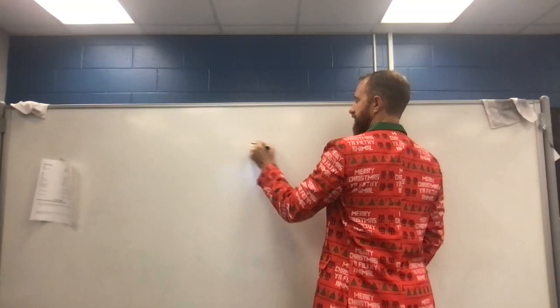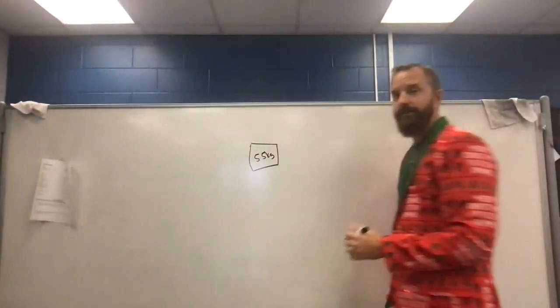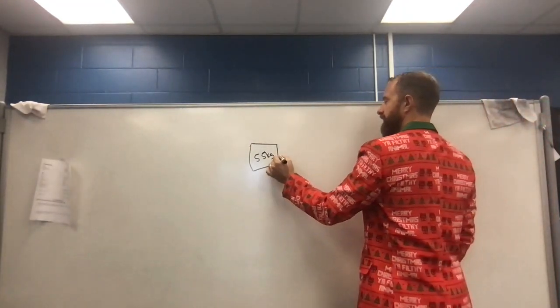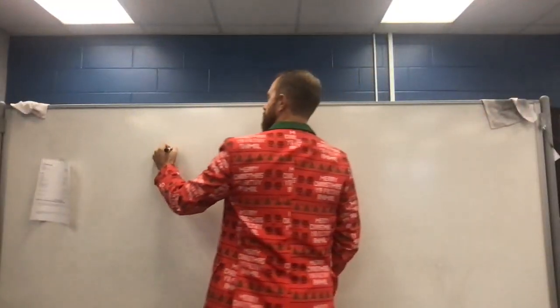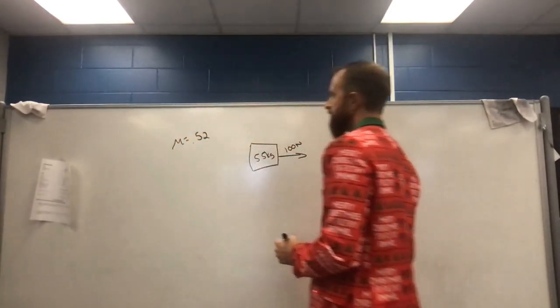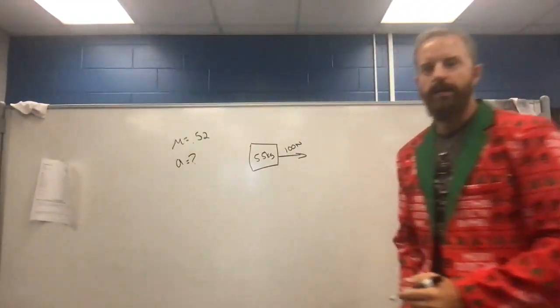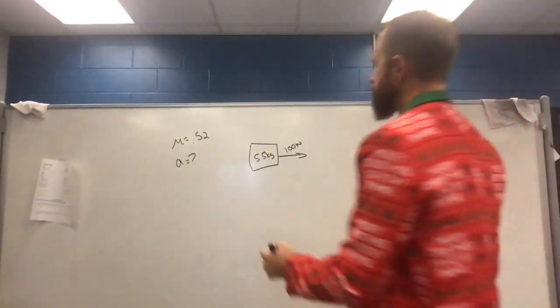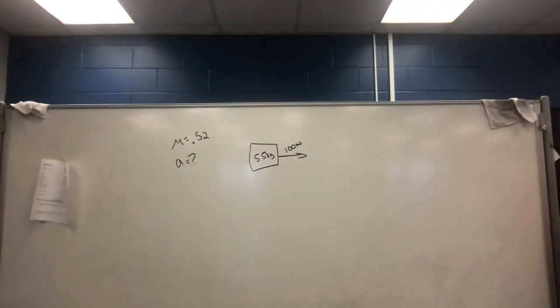But we have a 55 kilogram box. We are applying a 100 Newton force on it. And they told us that the coefficient of friction is 0.52. And we want to know what's the acceleration of the box, right? The coefficient of friction is 0.52. We've got a 55 kilogram box, and we've got 100 newtons. So we got some calculating to do and a free body diagram to make.